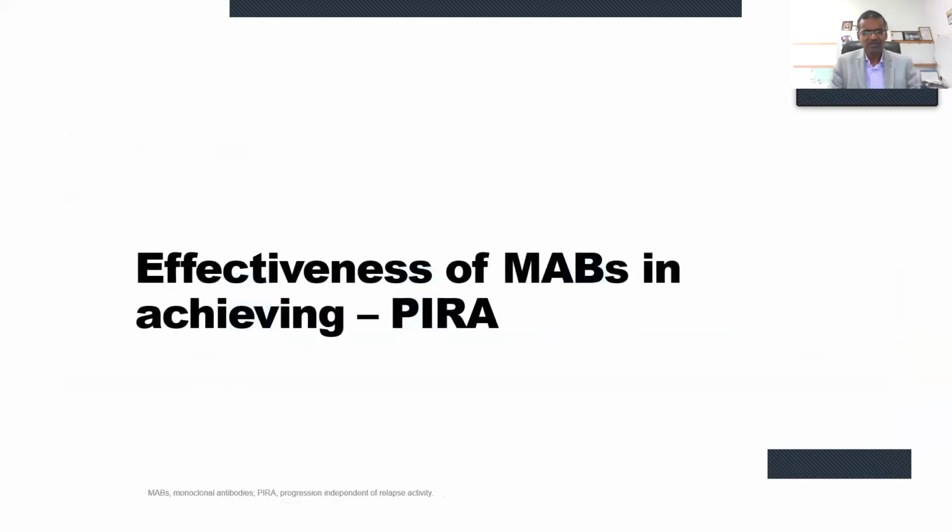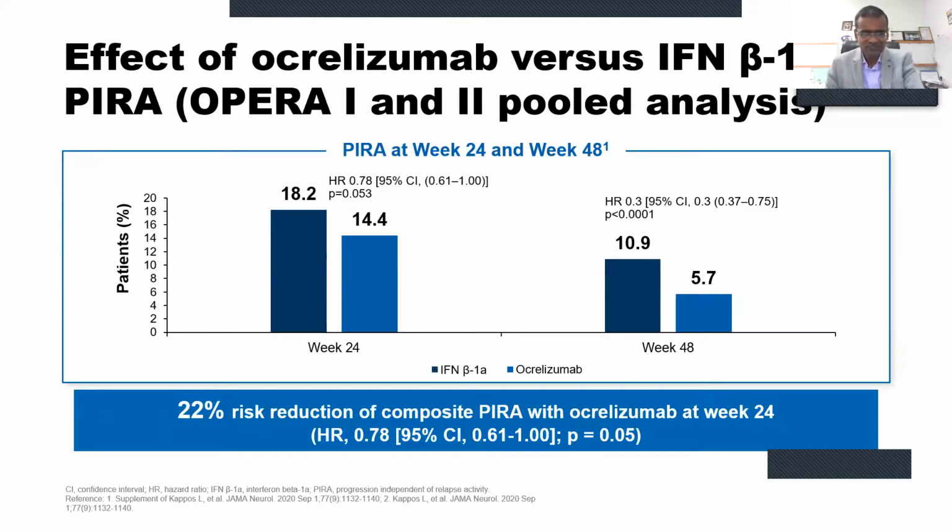So then what is the effectiveness of mAbs in achieving PIRA? That is progression independent of relapse activity. This study is looking at ocrelizumab versus interferon beta 1a. Definitely, if you look at PIRA at 24 and 48 weeks, 18% versus 14% and 11 versus 5.7. So ocrelizumab resulted in lesser worsening of disease activity as compared to interferon beta at week 24.